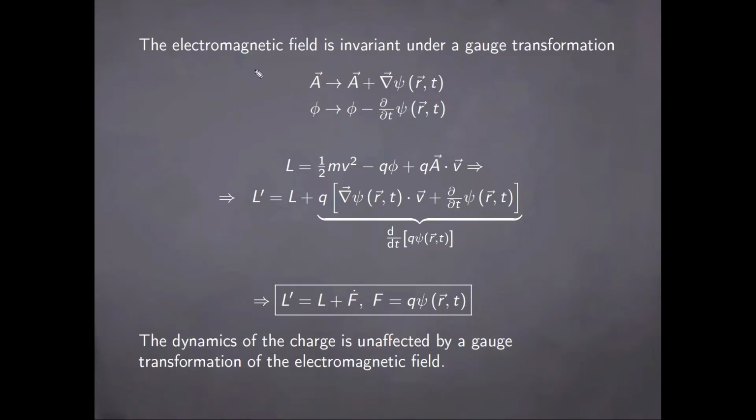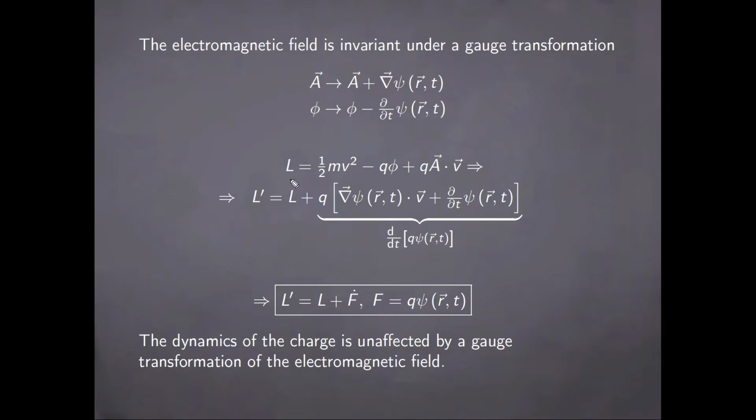Now, the electromagnetic field is invariant under a gauge transformation. So if I have a set of initial potentials, vector and scalar, I can transform them as follows. The vector potential has added the gradient of some scalar function psi that can depend on coordinates and time, and the scalar potential has added, with a minus sign, the partial derivative of psi with respect to time.